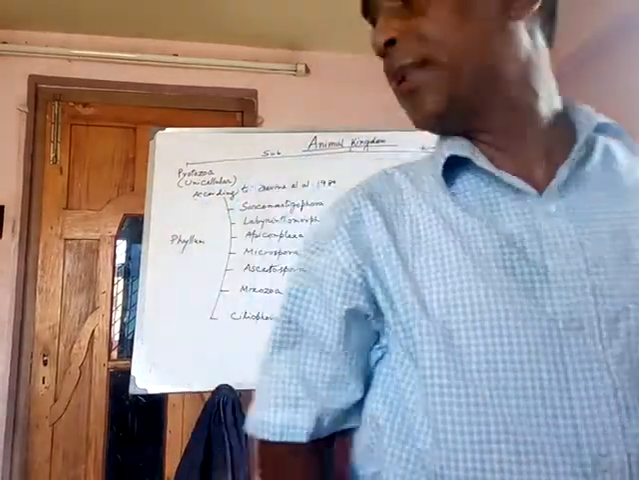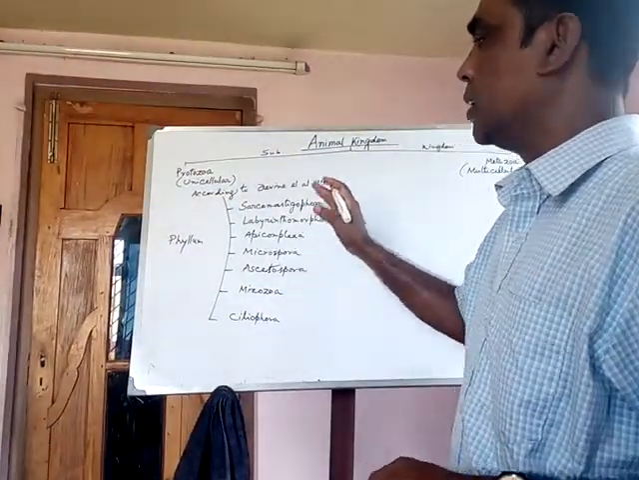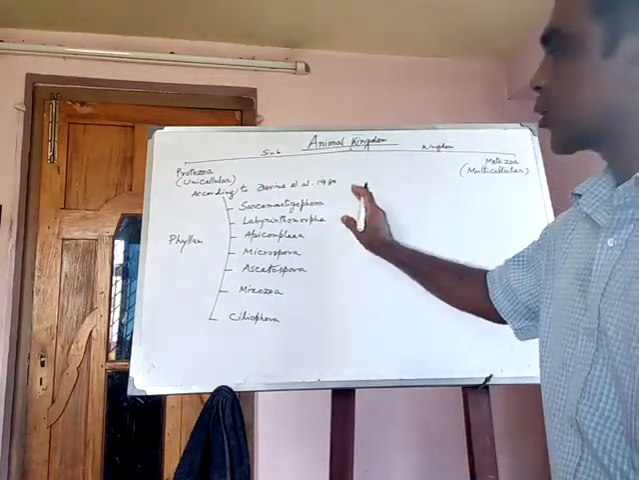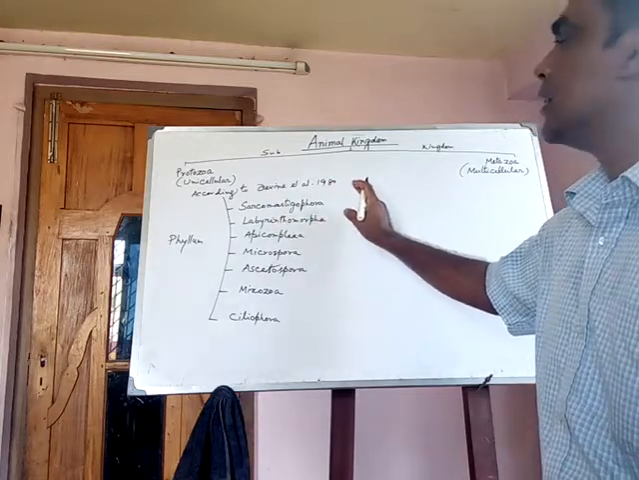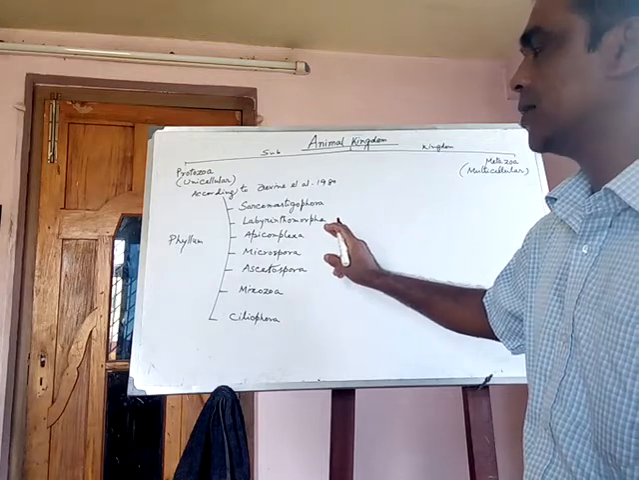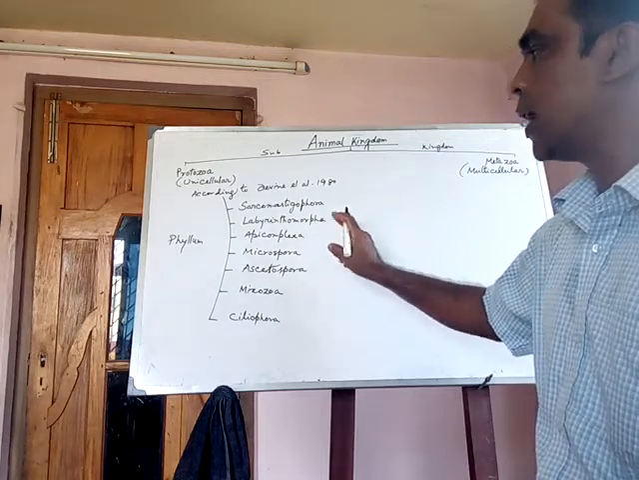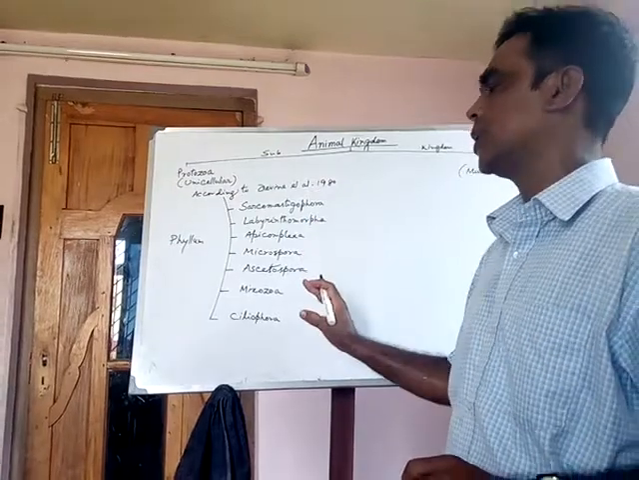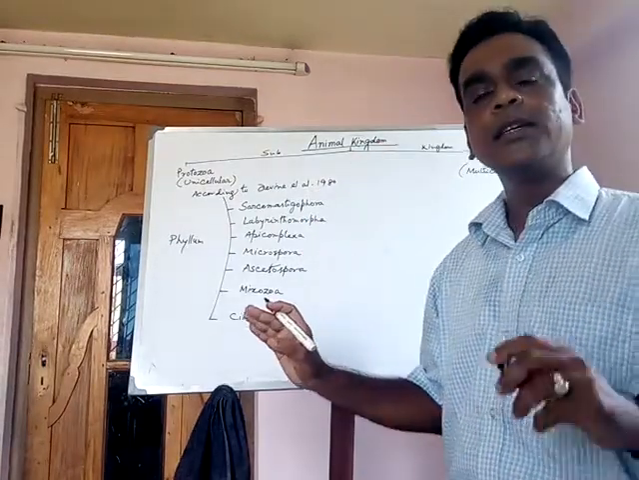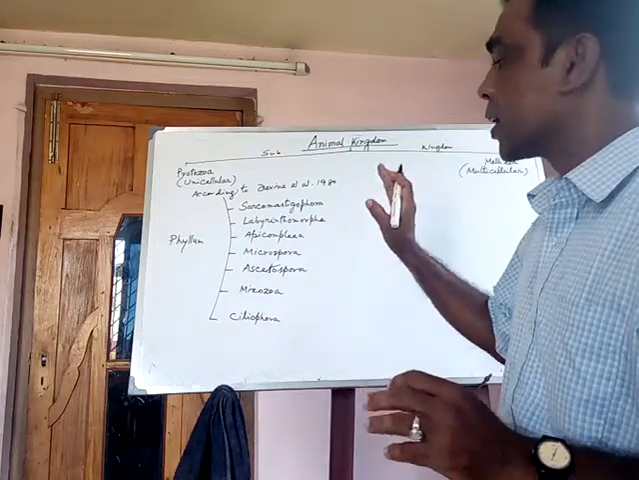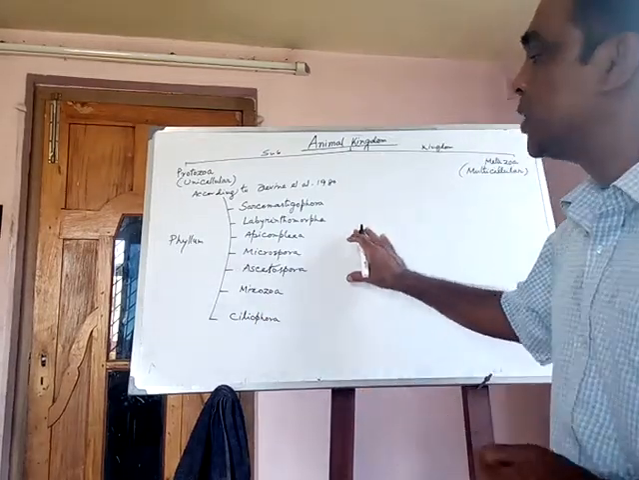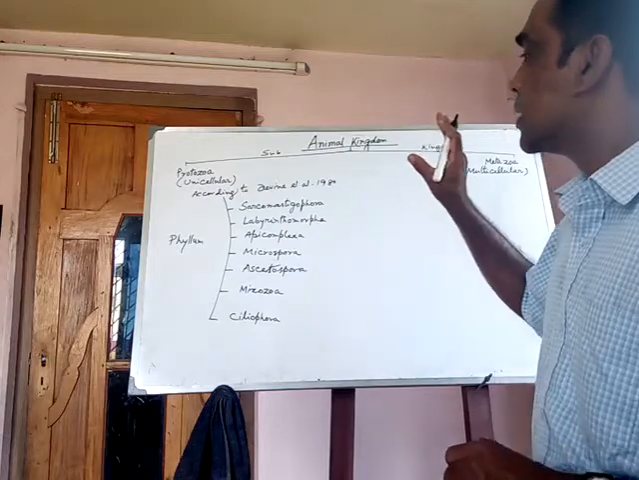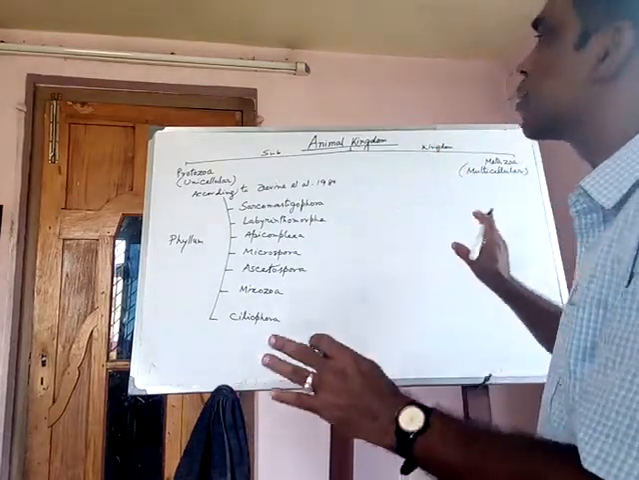Here, the protozoa has seven phyla according to Levine and Corliss in 1980 classification. These are Sarcomastigophora, Labyrinthomorpha, Apicomplexa, Microspora, Ascetospora, Myxozoa, and Ciliophora. All the phyla carry their definite features. I will explain these features in the next classes. But now I only repeat here the total classification of the animal kingdom.